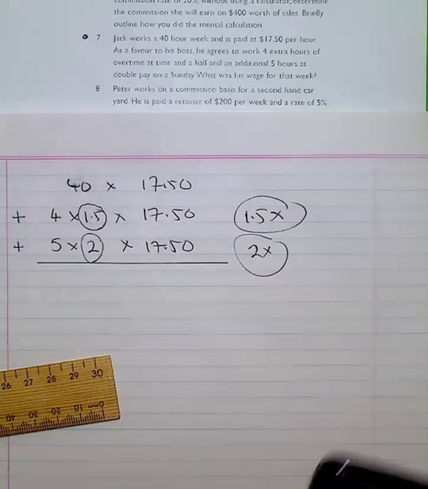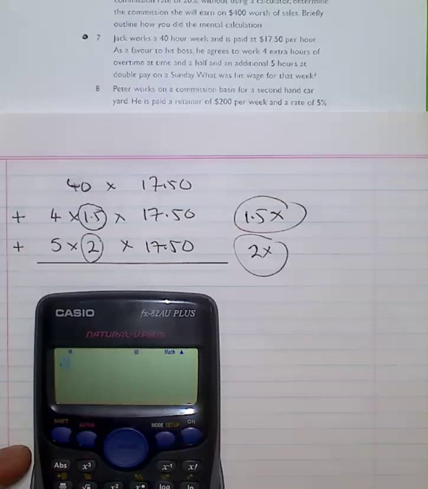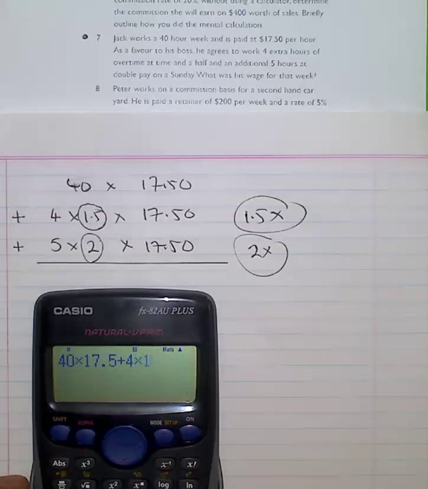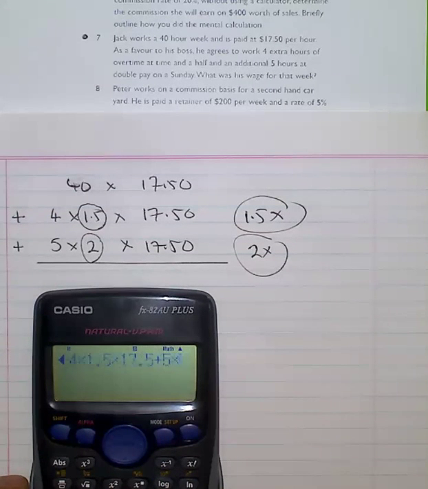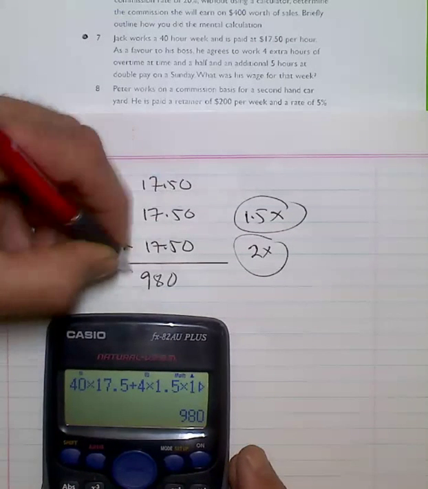Now, this is something your calculator handles and handles particularly well. We can work this out simply by putting this stuff together as a string in your calculator. It gives us a total of $980 for that week.